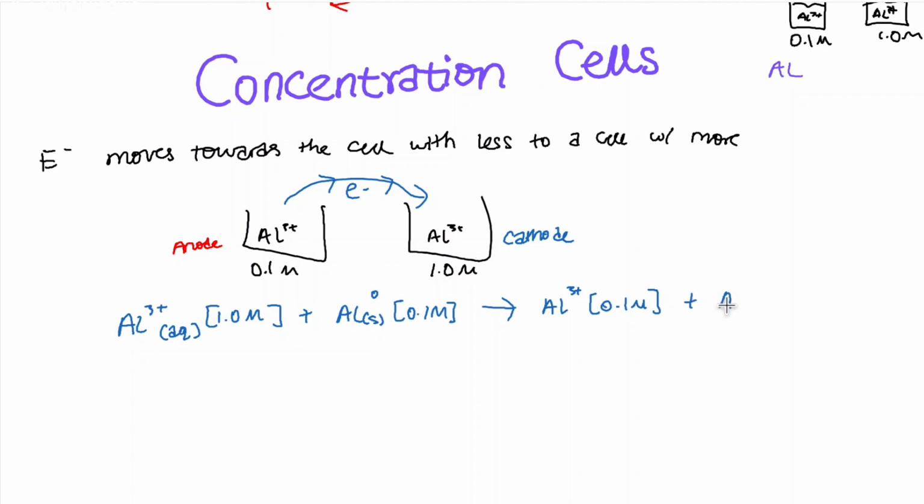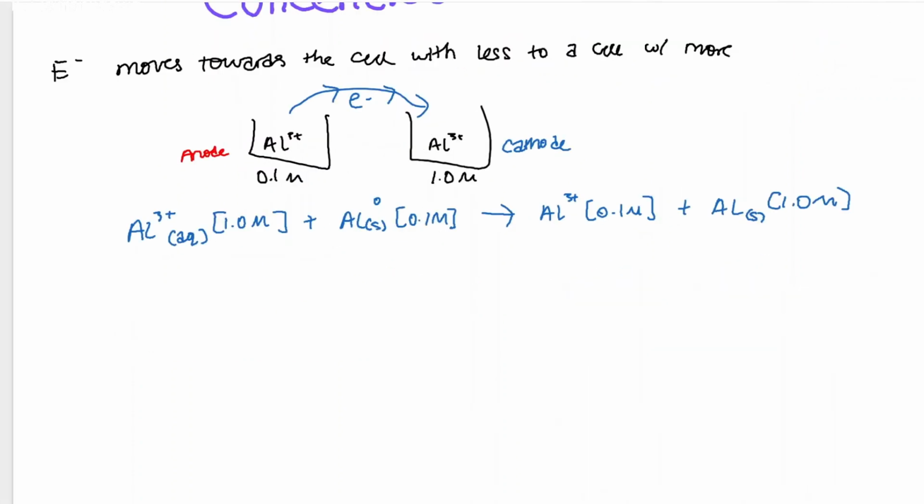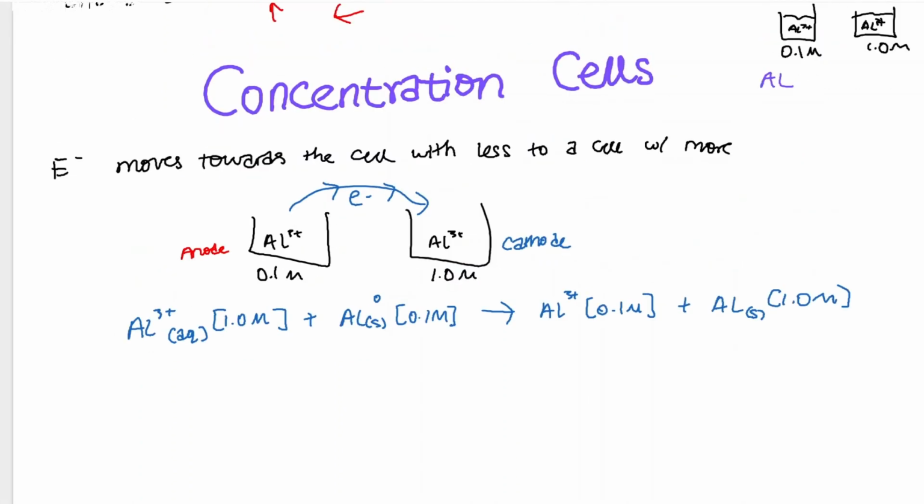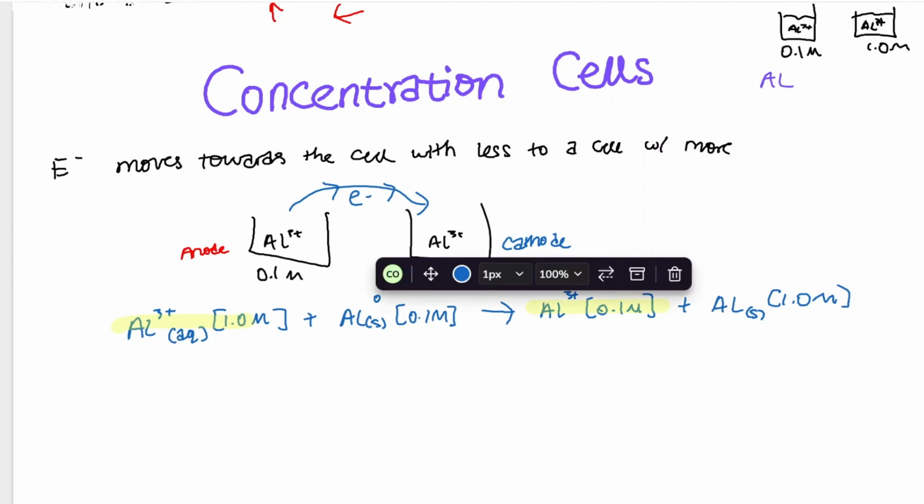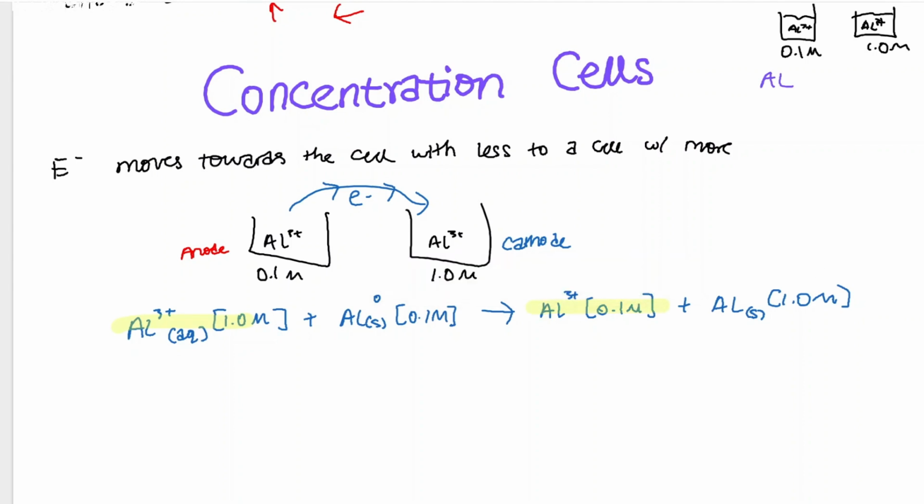Plus Al with a charge of 0, and it's a solid now, 1.0. And if you can see from this equation, I'm going to highlight the key parts of this reaction. The cations, the part that's seen in the galvanic cell right here, they're both cations, are the key parts of this equation.